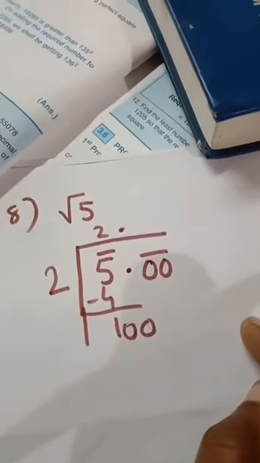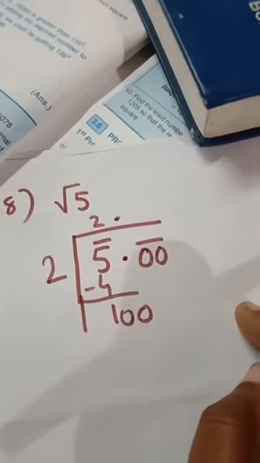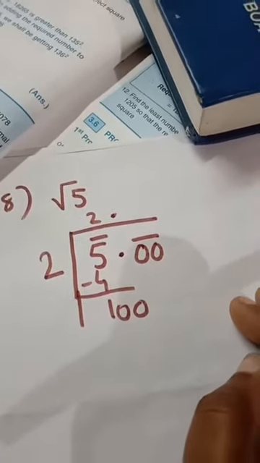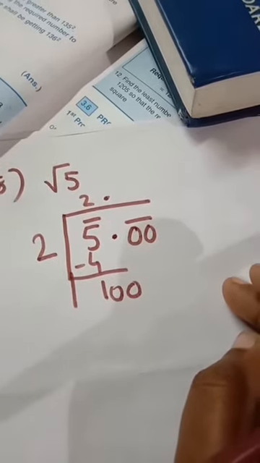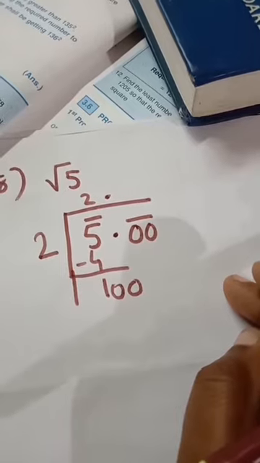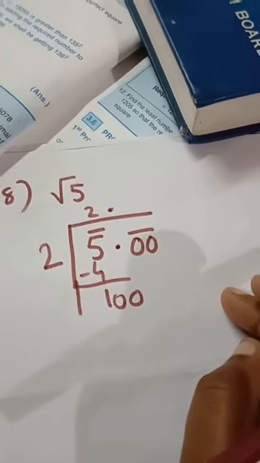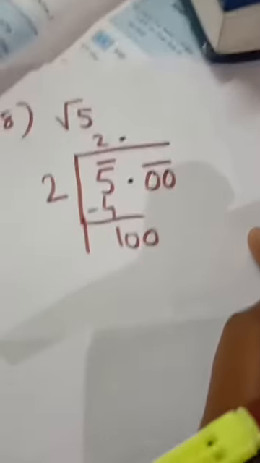Question number 8. Find the value of root 5 correct to 2 decimal places. Then use it to find the square root of (3 minus root 5) by (3 plus root 5) corrected to 3 significant places or digits. Here first we have to find the value of root 5. So root 5 is equal to, here only one pair, no other pair.